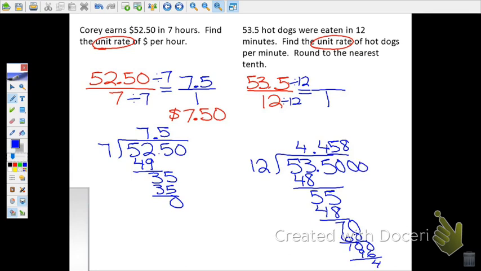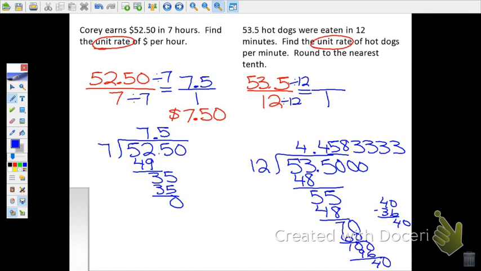Add a 0, bring it down. How many times does 12 go into 40? 3 times. 12 times 3 is 36. I ran out of room. I get a 4 again. I'm going to keep getting that. It's just going to keep repeating.